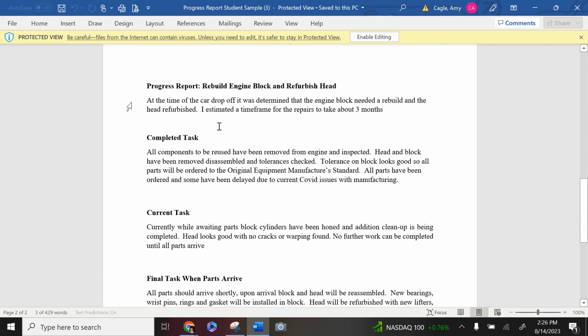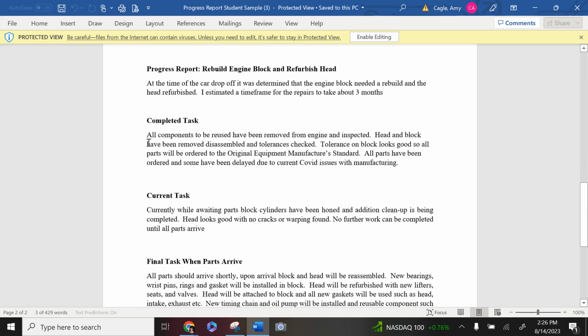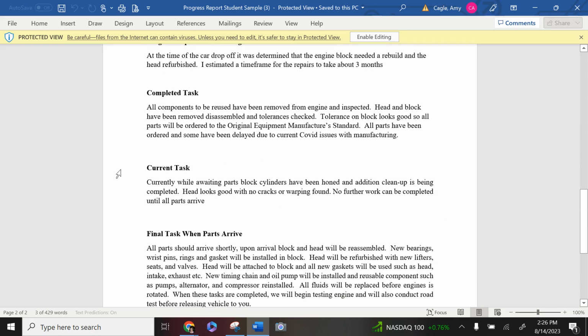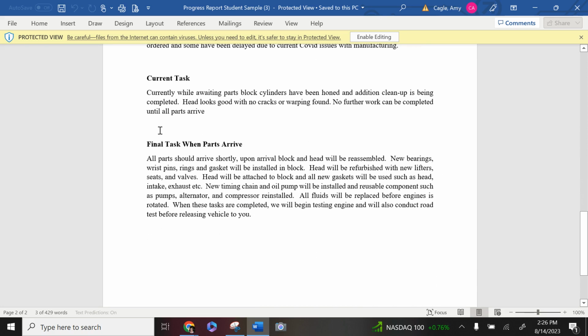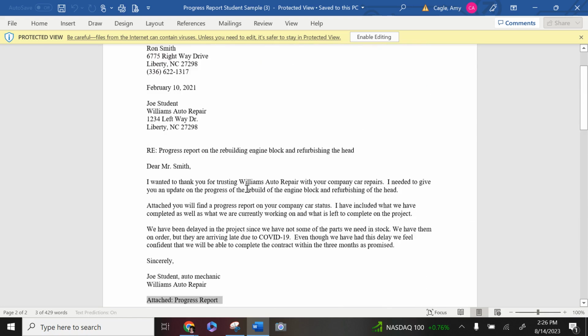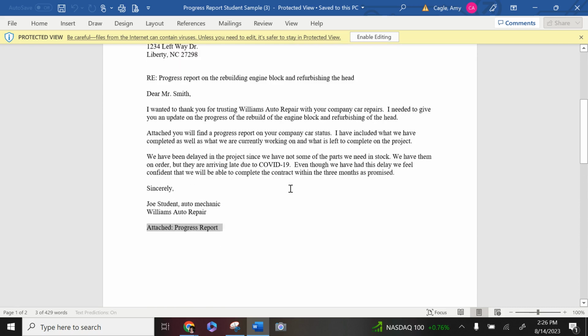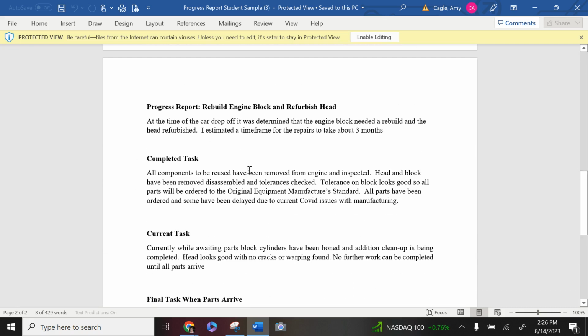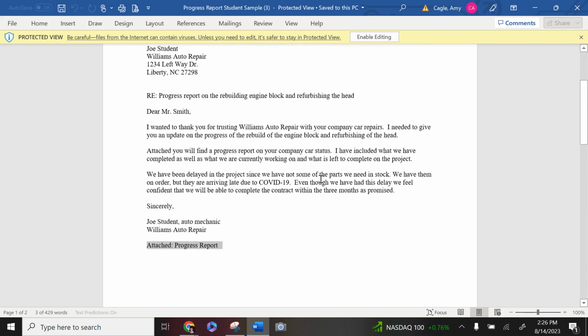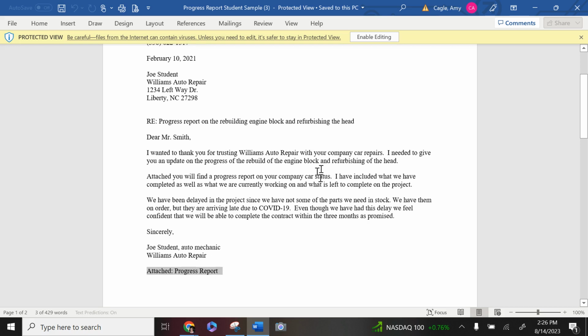So we have the summary. We have what they've completed up to this point, what they are currently working on, and then the final task once all parts arrive. So this is what I expect to see. It's 2 pages. You've got your letter and you've got your attached progress report. This is not all included in the same document. So make sure that you are including all of these things in that assignment.